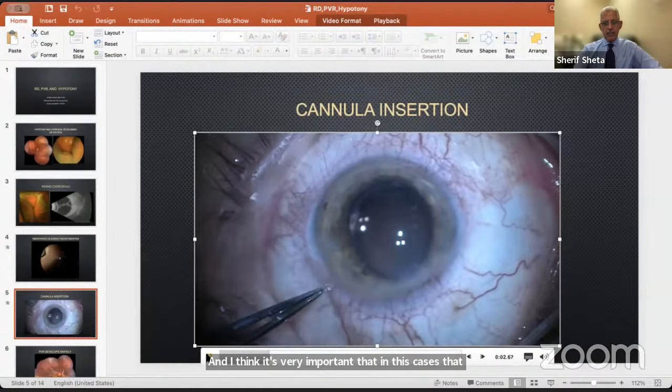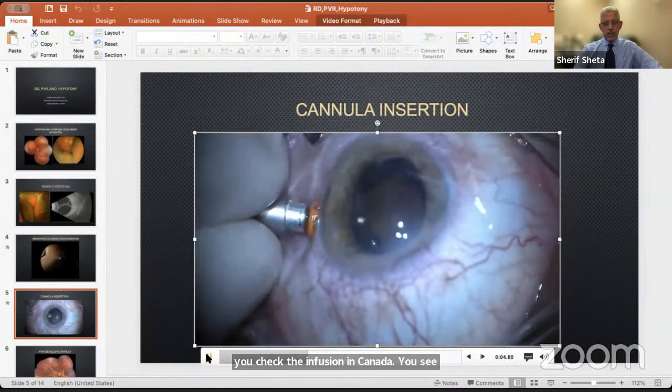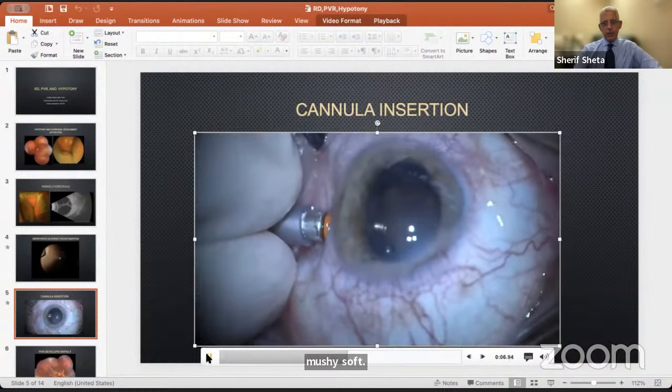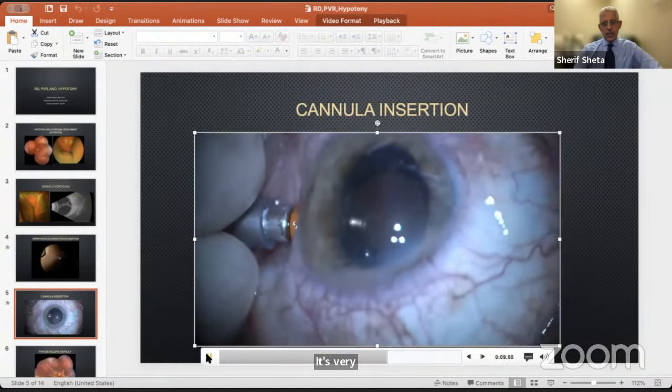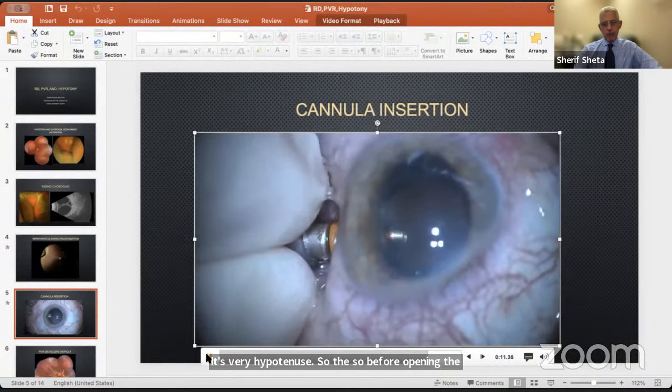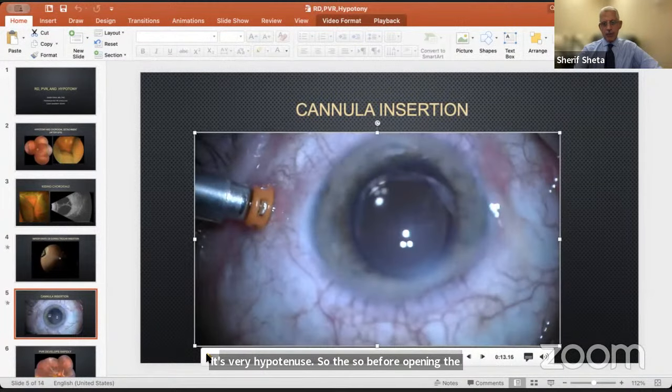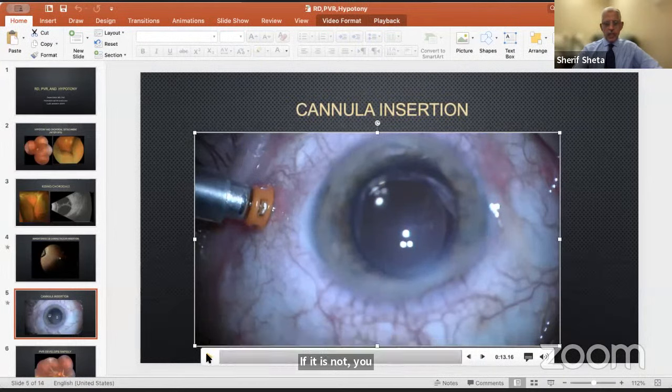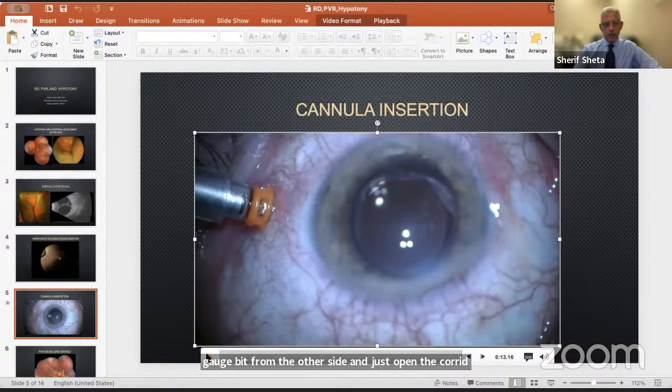You see this eye is mushy soft. It is very hypotonous, it's pseudophakic. So before opening the infusion cannula, you just indent and make sure that the metallic part of the infusion cannula is inside the eye before opening the infusion. If it is not, you can enter an MVR blade or a 23 gauge blade from the other side and just open the choroid above this infusion cannula before starting the infusion.